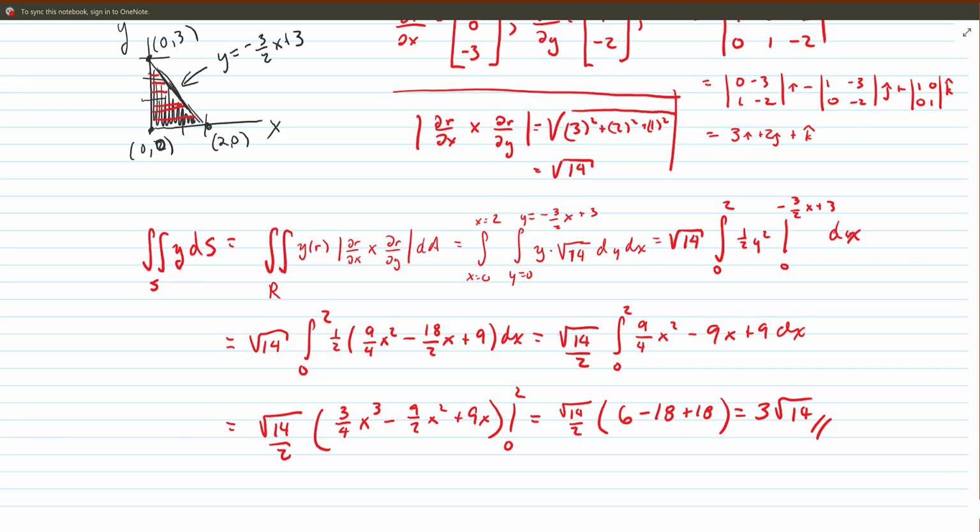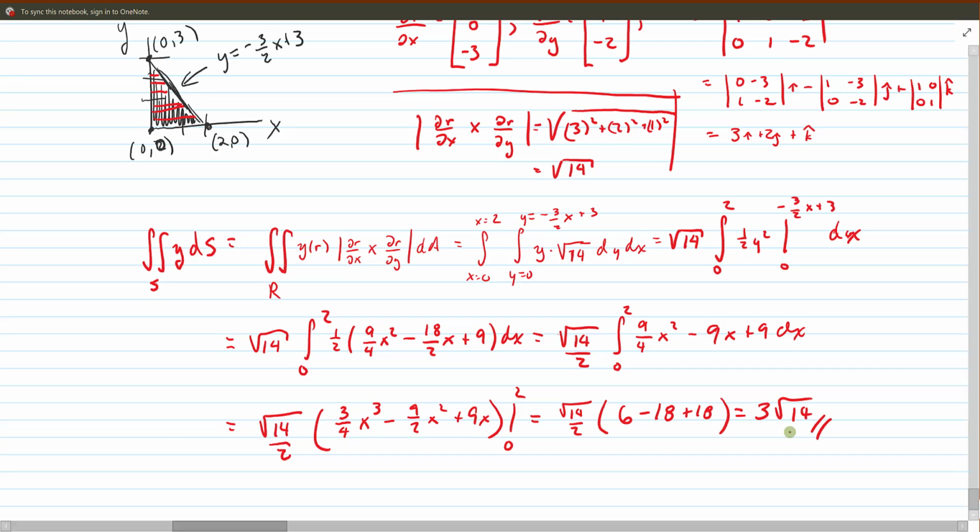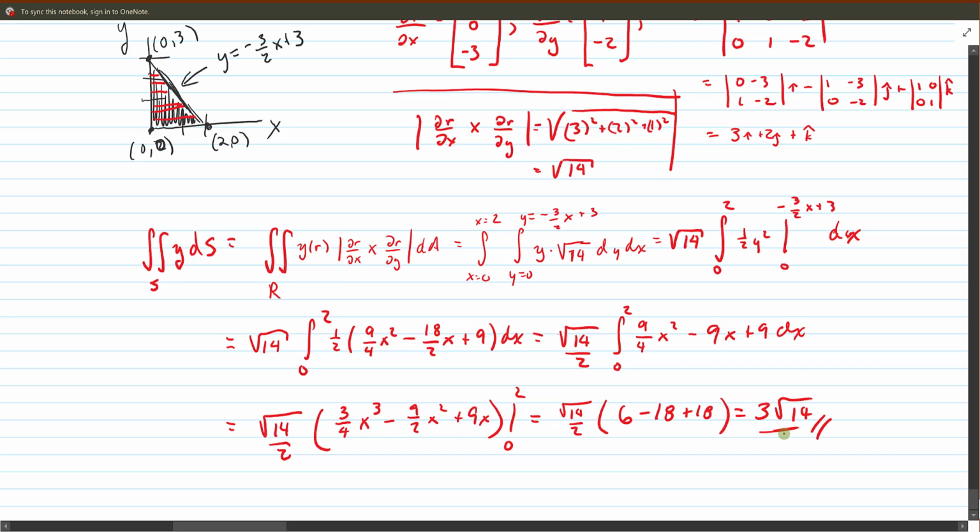folks, we ended up with the value of that surface integral being 3 times the square root of 14. Let me know if you have any questions on this.